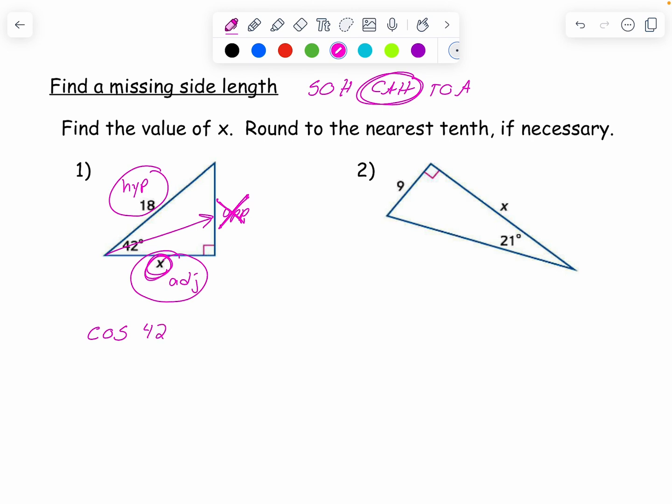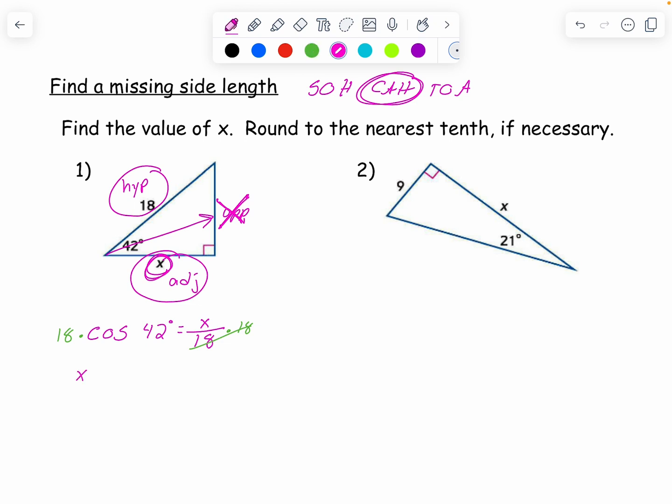So I'm going to do cosine of my angle, which is 42 degrees, and that is going to equal my adjacent, which is x, over my hypotenuse, which is 18. Now, if I want to solve for x, if I want x by itself, I could really just multiply by 18 to get rid of that 18, and that would take care of my problem. So if I multiply one side by 18, then I have to multiply the other side by 18.